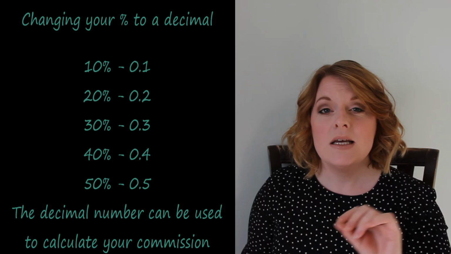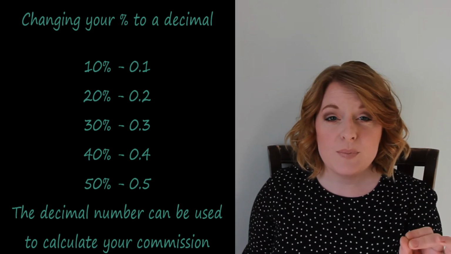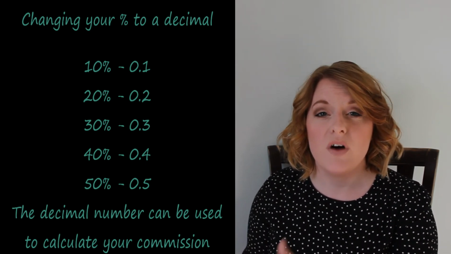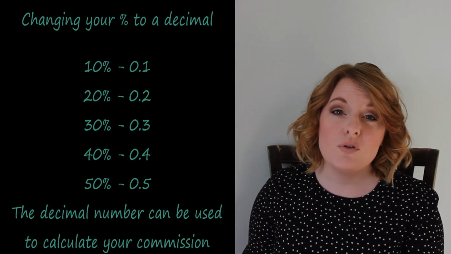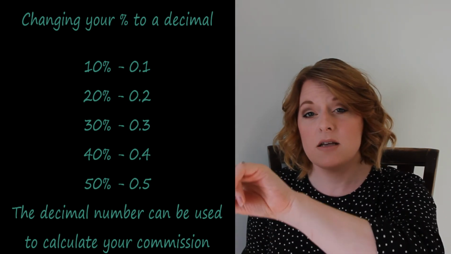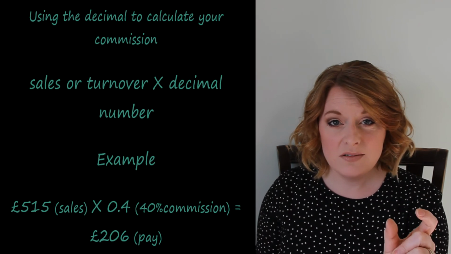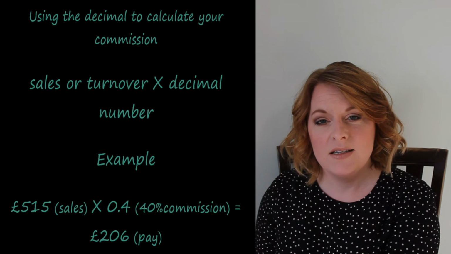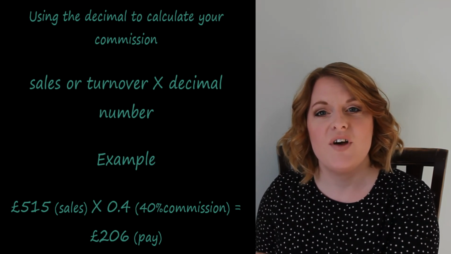The best way to calculate your commission is to turn that percentage into a decimal. Again, I'm going to pop the figures on the screen beside me. If you are on 50% commission, turn that into a decimal of 0.5. If you are on 40% commission, turn that into 0.4. And again, the examples are beside me here. Once you have that, what you need to do is the amount you've earned the salon times that by your commission decimal figure, and that is how much you will have earned yourself.